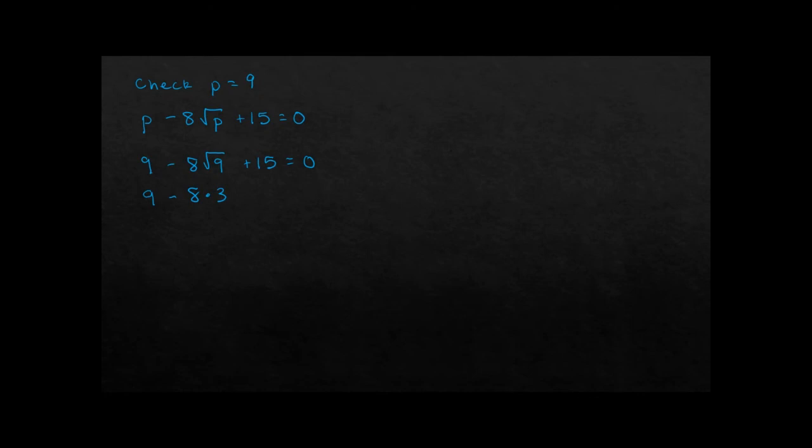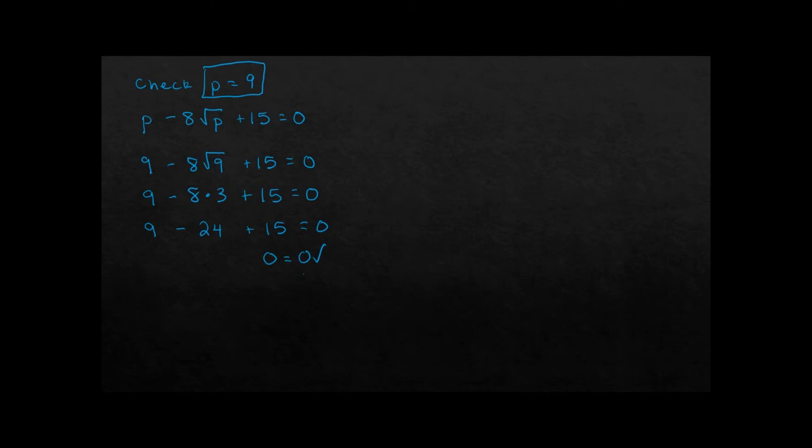We're assuming the positive solution because we have no variables here. So if there's no variables, you always assume the positive square root. So that would give me 8 times 3 in the middle, which then we need to multiply. So I'm 9 minus 24 plus 15 equals 0. And now I'm going to just put those in my calculator. 9 minus 24 plus 15 gives me 0. So that works. So I know that p equals 9 is a solution.